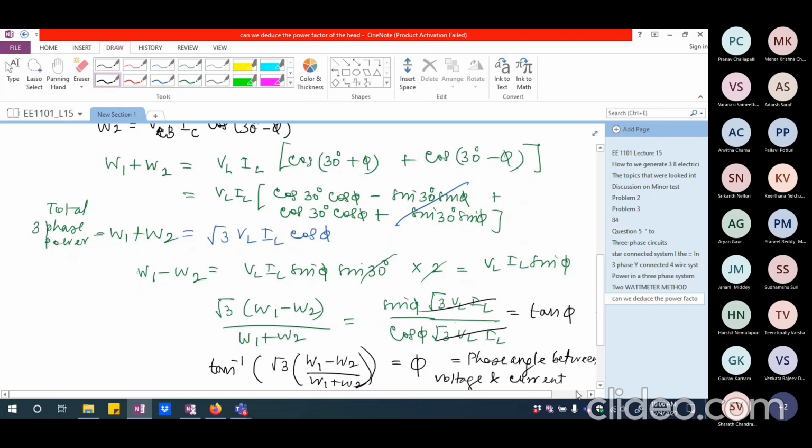So this is going to exactly give me the phase angle between the voltage and current, from which I should be able to deduce the power factor of the load, without really going into the details of the actual voltage and current being measured and the phase shift between them being looked into. Without that, I would be able to get the power factor. Is this clear? Any questions on this?